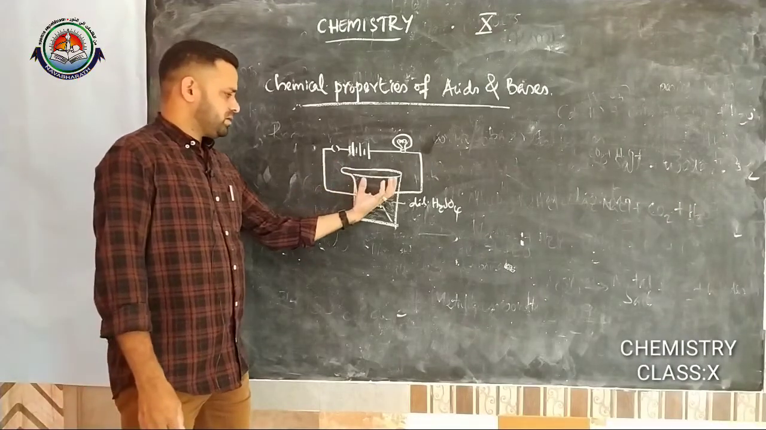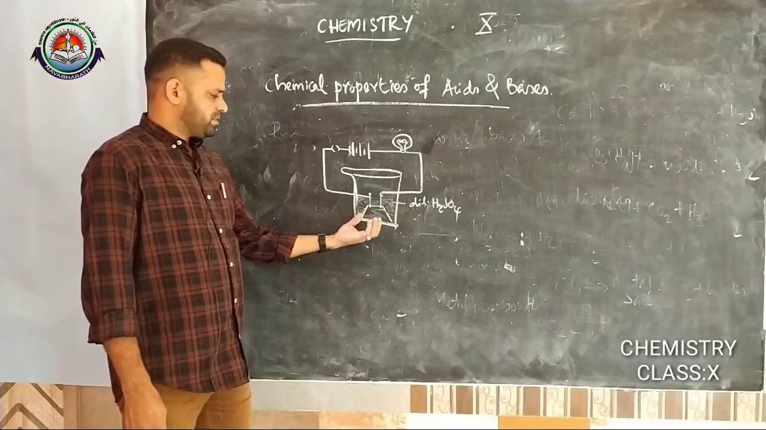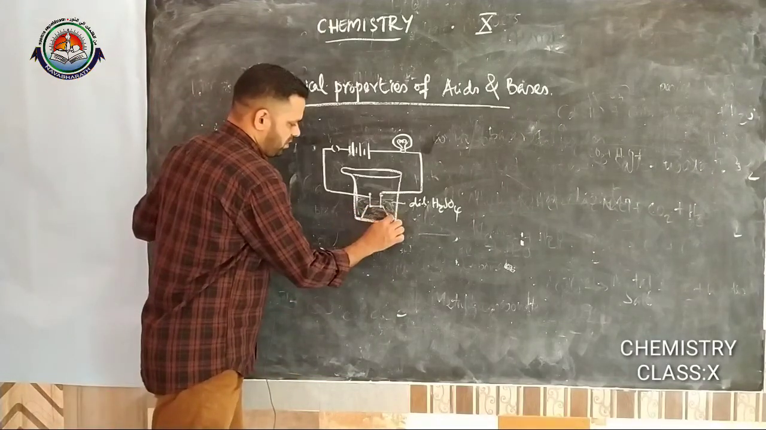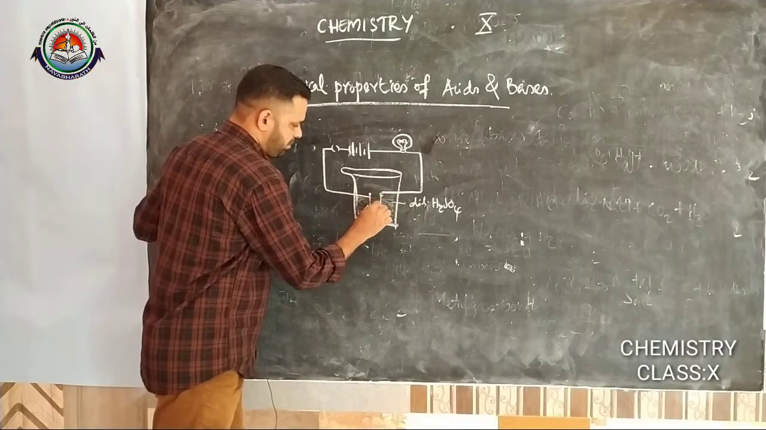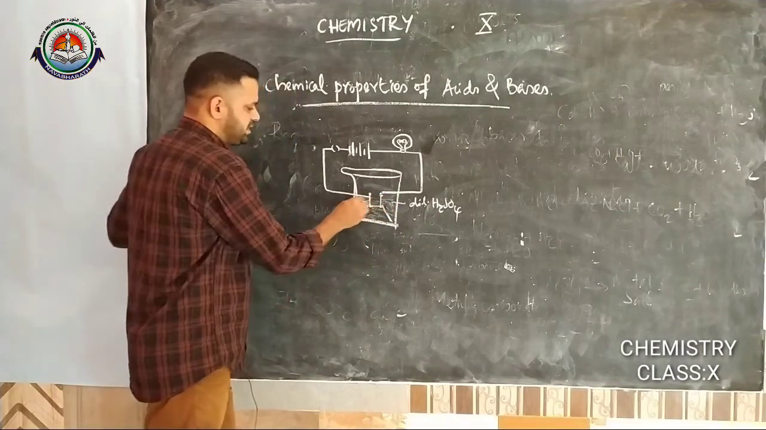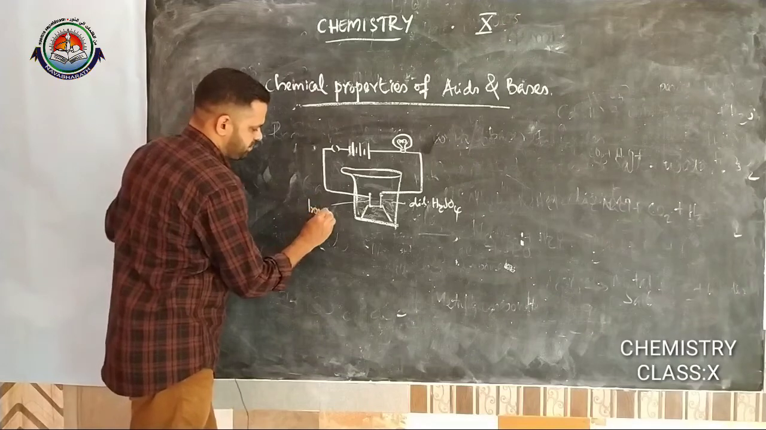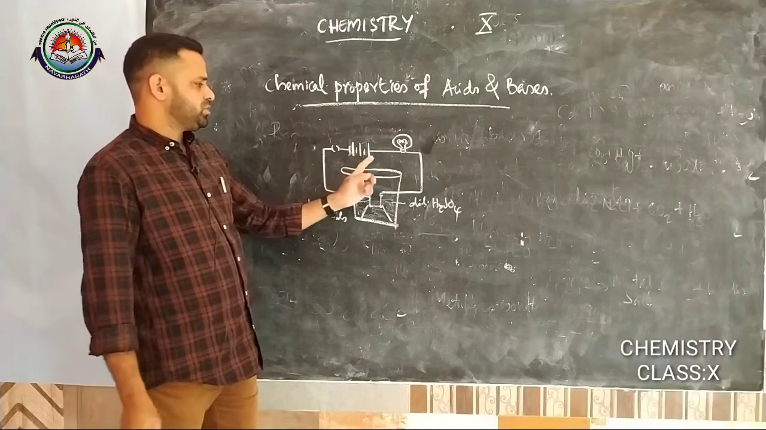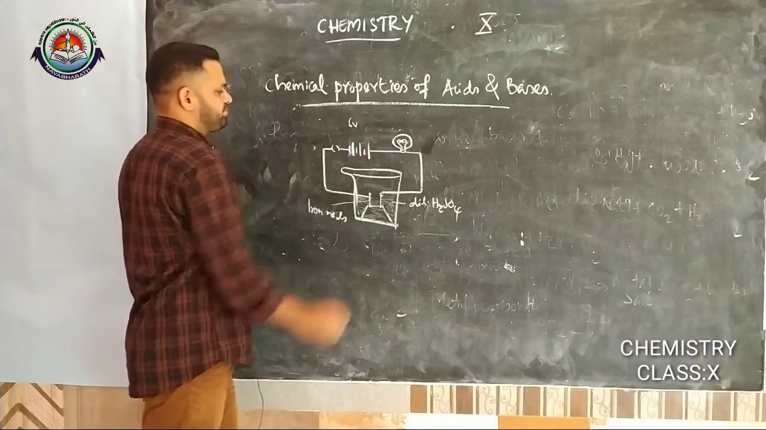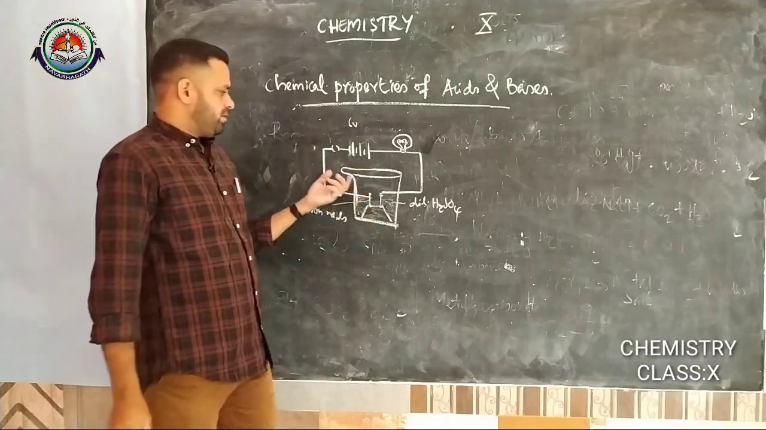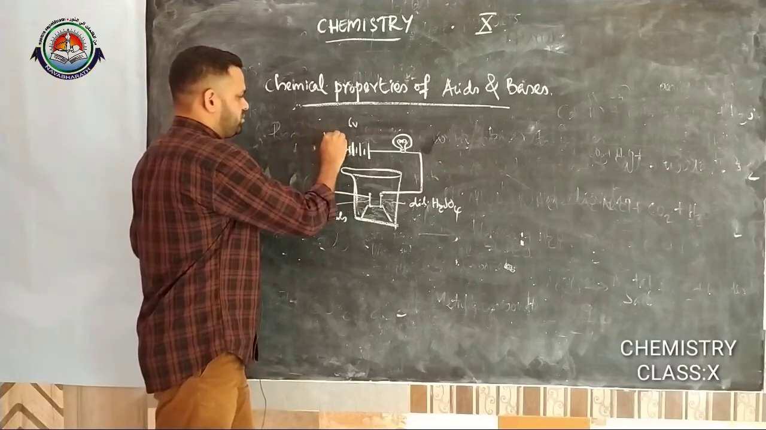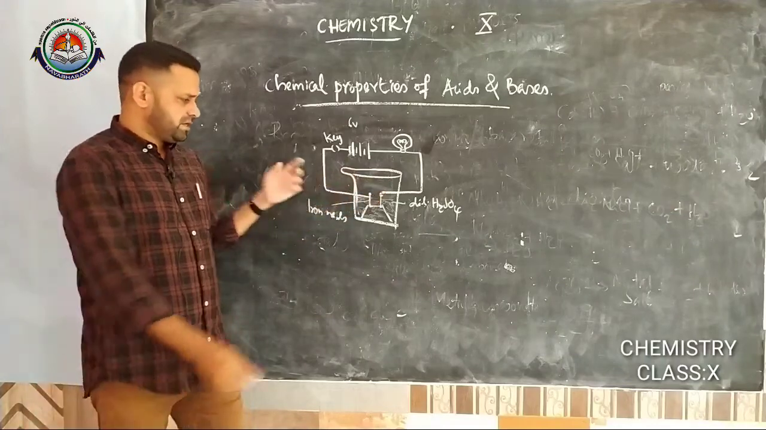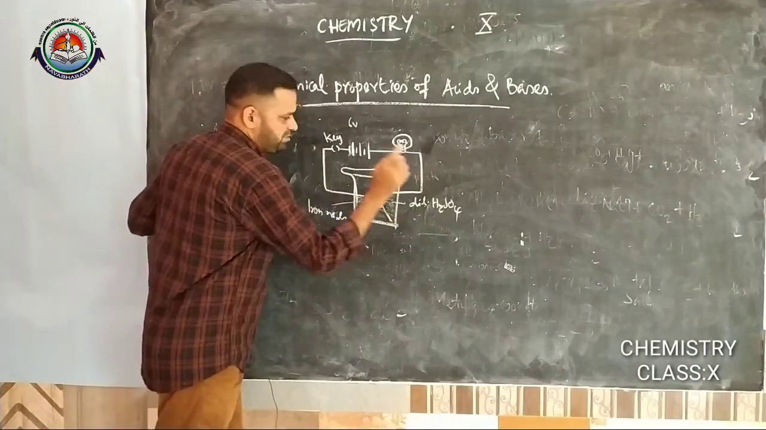We take a 100 ml beaker, and here we have taken one rubber cork. On that rubber cork we put two iron nails, these are the iron nails, and they are connected to a circuit and a 6 volt battery. Then this is the key or switch. In this circuit, we have taken dilute sulfuric acid.